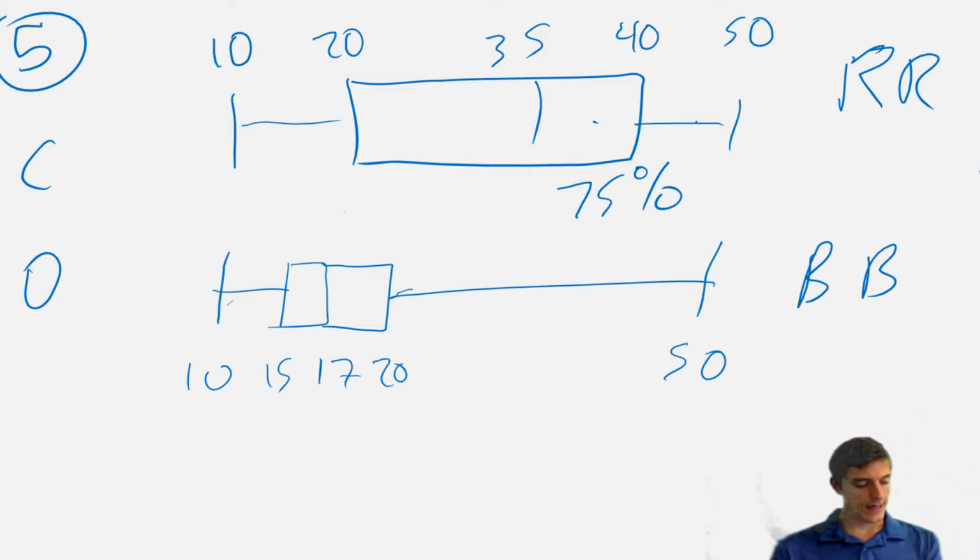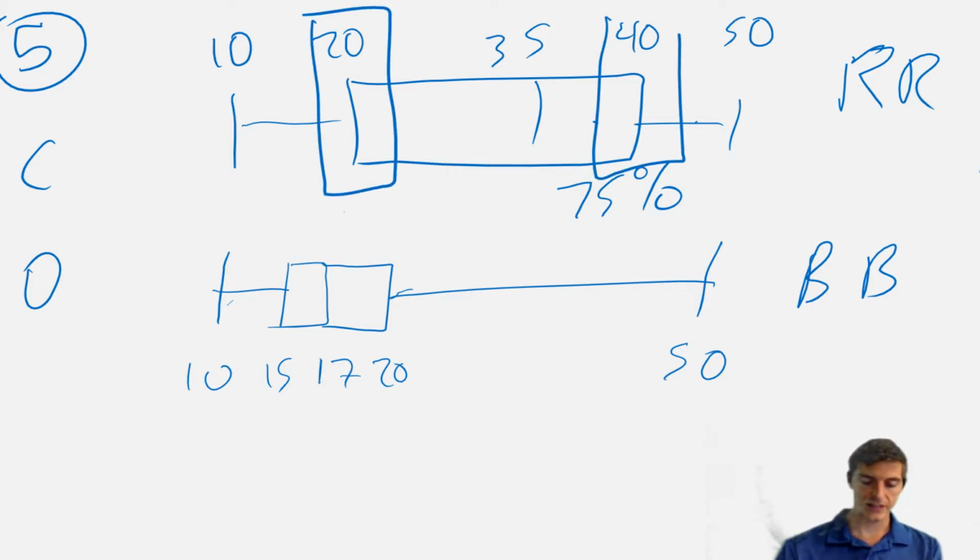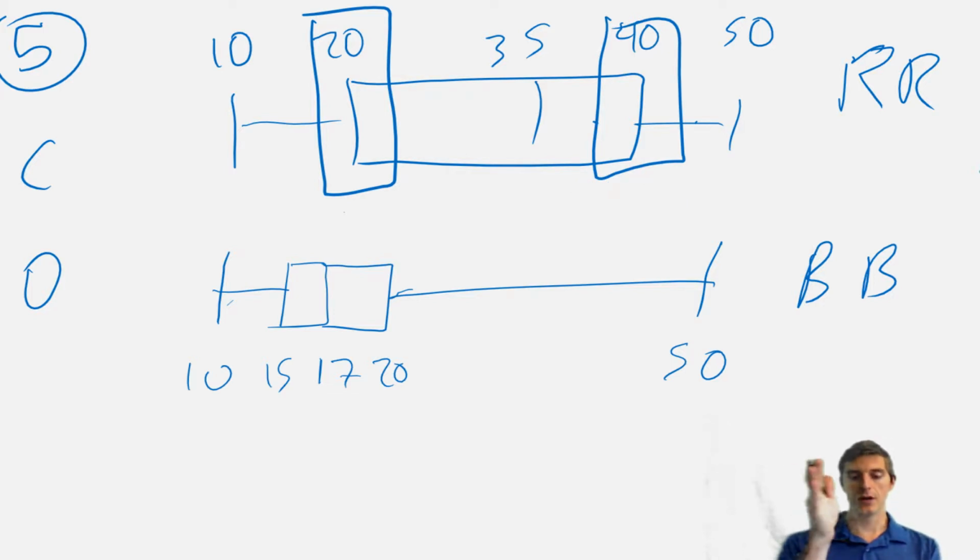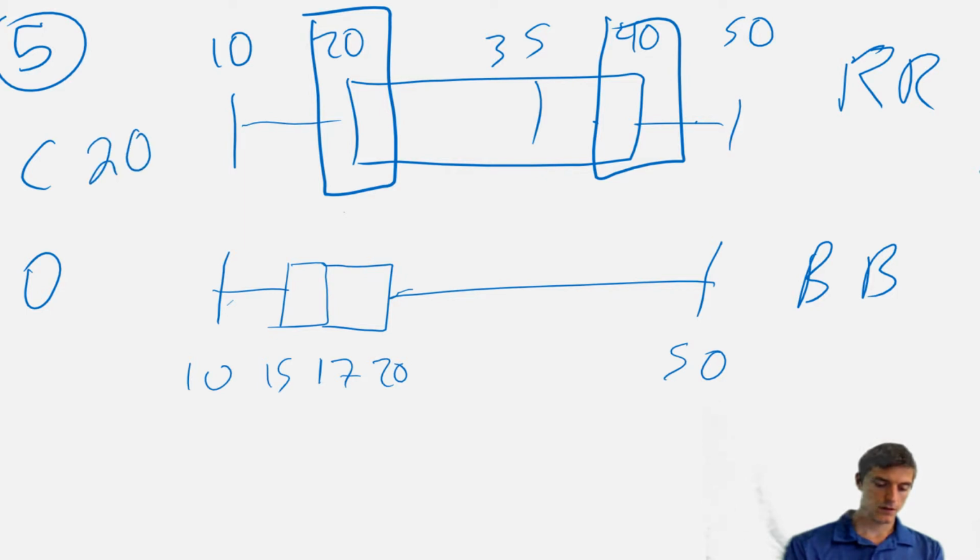Part C, they say, what is the interquartile range for Ricky Raindrops? So interquartile range is quartile three minus quartile one. So 40 minus 20. So part C, the solution is 20.